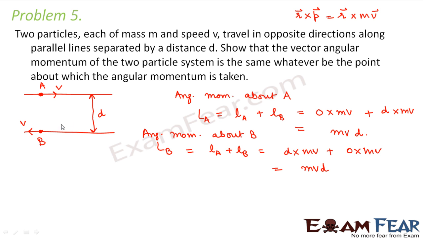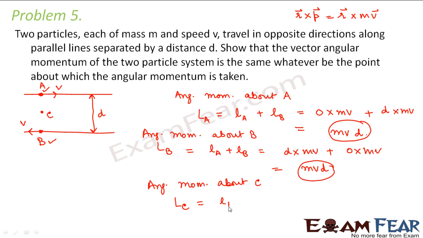Now let us try to calculate the angular momentum at any arbitrary point. Let us say at this point C, because the question says that the vector angular momentum will be the same whatever be the point about which the angular momentum is taken. So we have taken first at point A, then at point B, and we found that they were same. Now let us take at some other point, say point C.